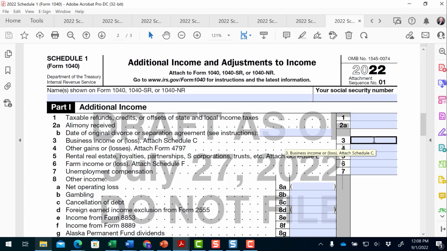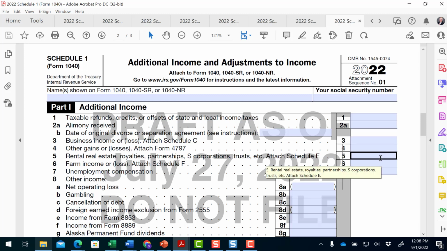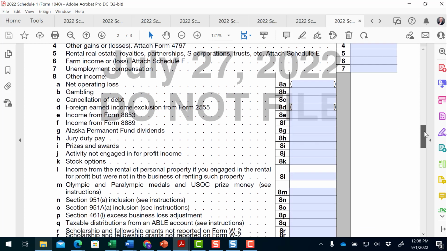Here's where your business income rolls in off of Schedule C. That's another supplemental, right? So you do the whole net profit of your business, and then you drag it up from Schedule C to here. Rental real estate comes from Schedule E, another supplemental. Schedule F if you have a farm. So you're capturing other forms of income.